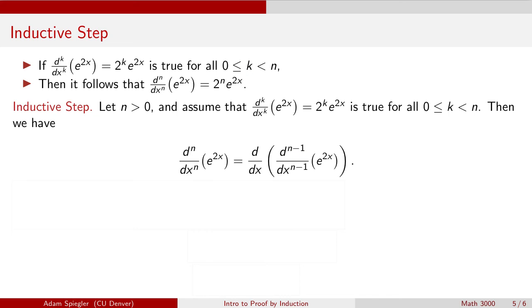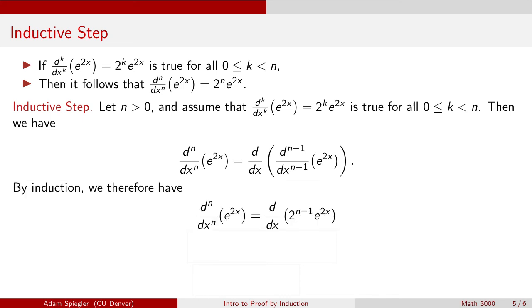So since n minus 1 is less than n, we could therefore use the assumption in the inductive hypothesis, which is that the n minus 1 derivative of e to the 2x is equal to 2 to the n minus 1 times e to the 2x. So this is the first n minus 1 derivatives.